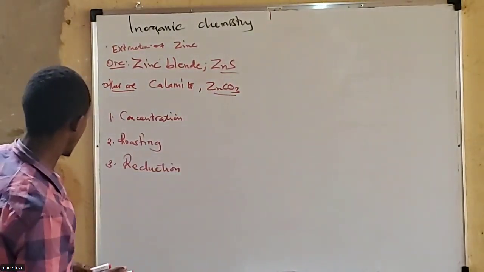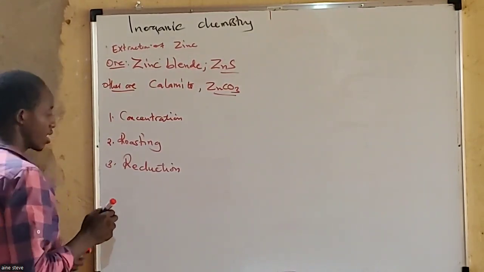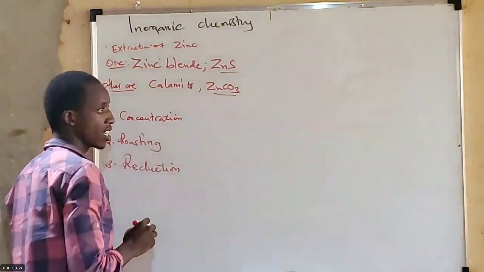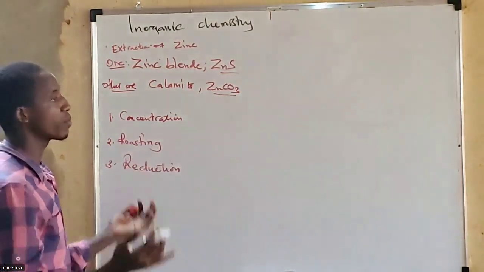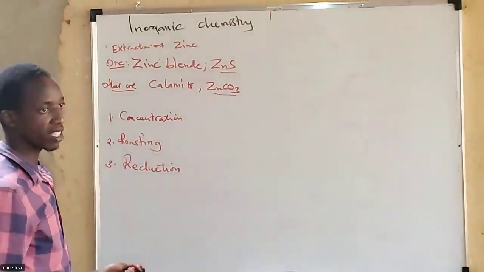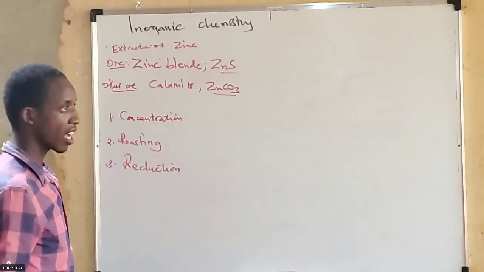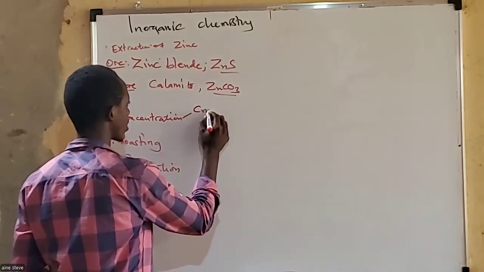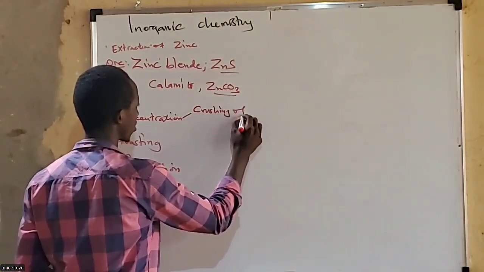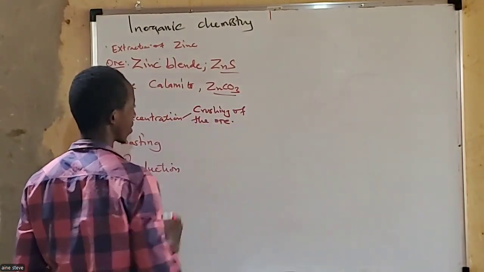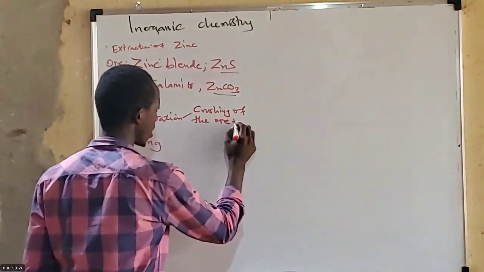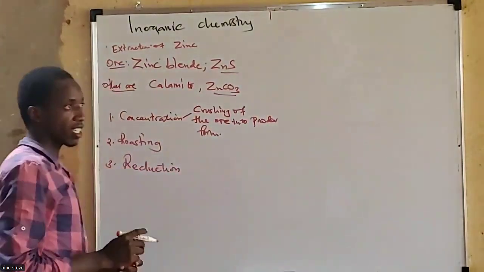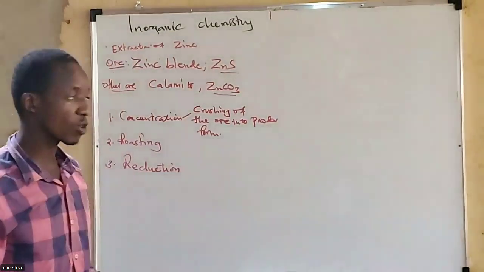So what is involved in the concentration stage? During concentration, this is where you are trying to remove the impurities from the ore. First of all, you get the ore and you crush it. It involves crushing of the ore into powder form, because an ore is a mineral, so you have to first crush.